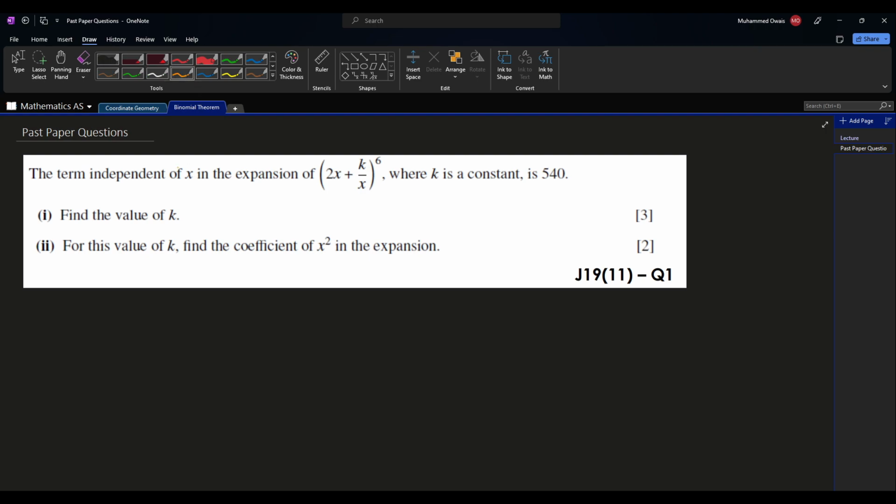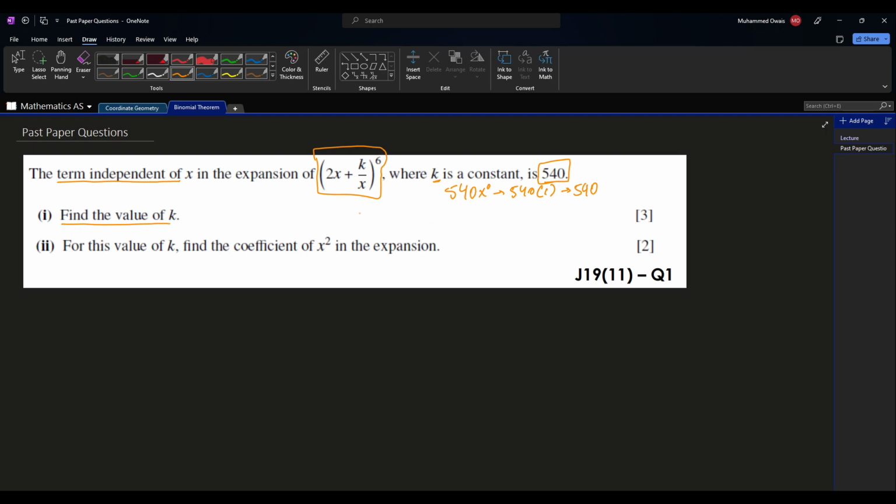So, here we have a question telling us the term independent of x in the expansion of this, where k is a constant. Basically, constant means a number, is 540. So it is telling us that the term independent of x in this expansion is 540. So what we can say is 540 x power 0, right? Term independent of x, which is 540 into 1, therefore 540. So this is what that means, all right? Now it is telling us to find the value of k.